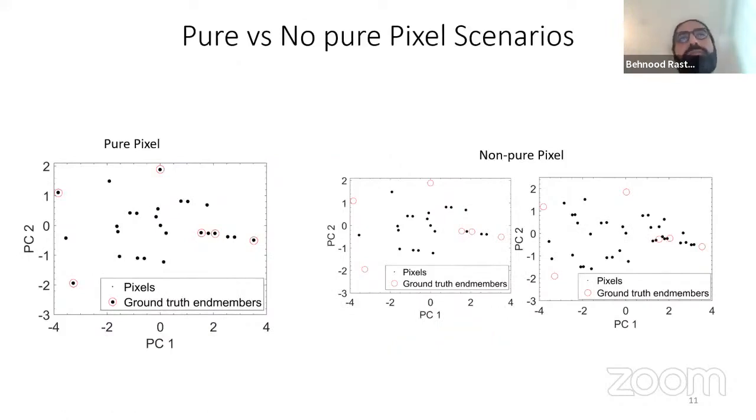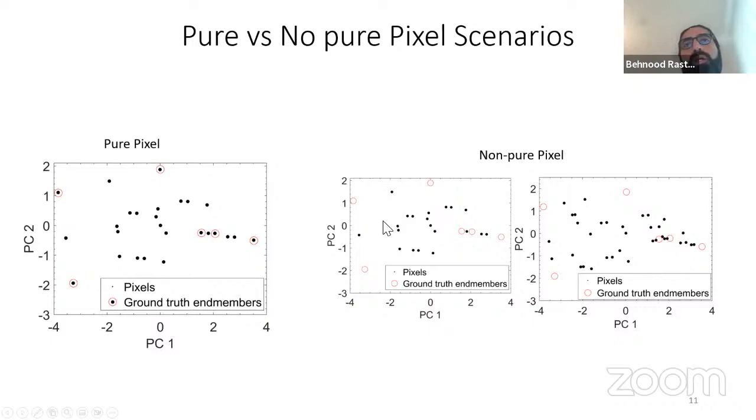pixels and a pure pixel scenario. When there is at least one pure pixel for each material, then basically you can select those as endmembers and continue to work with them. And here you see, for instance, projections of your data points in 2D space. So you have endmembers. You have a pure pixel for each endmember that you can pick or extract, and then you can work with it.